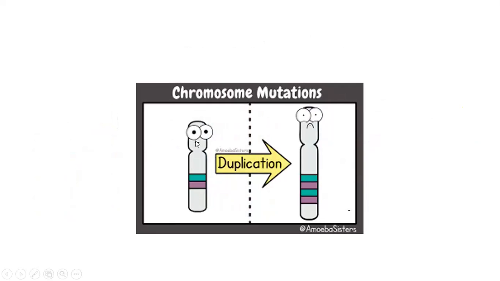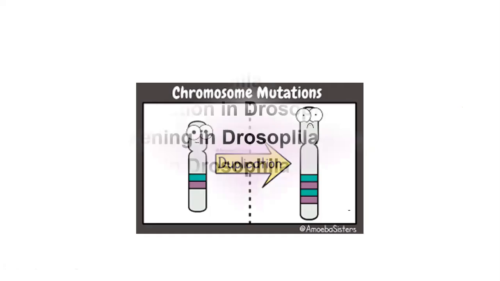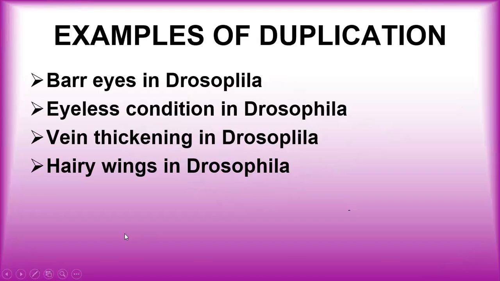If you see in this diagram, it is showing symbolic genes, light blue color and lavender color. These are the two genes present originally on the chromosomes. After duplication, see what has happened. The blue gene is present twice and the lavender gene is also present twice. Examples of duplication are bar eyes in Drosophila, eyeless condition in Drosophila, vein thickening in Drosophila and hairy wings in Drosophila.